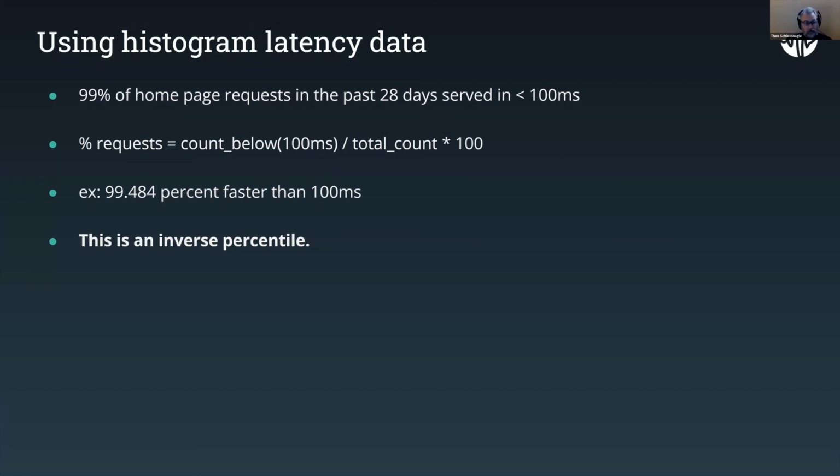And when I do the math on this, it is called an inverse percentile. So instead of f of x equals something, it's x equals f prime of something, right? So it's the inverse of this function. It's not how fast is the 90th percentile, it's what percentile is 100 milliseconds. And both of these things are easy to calculate via a histogram.